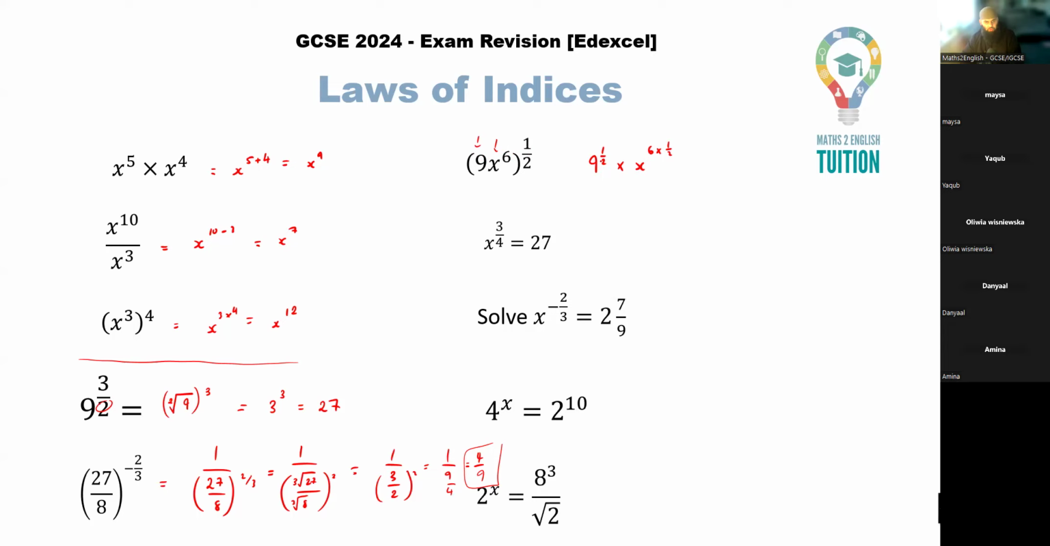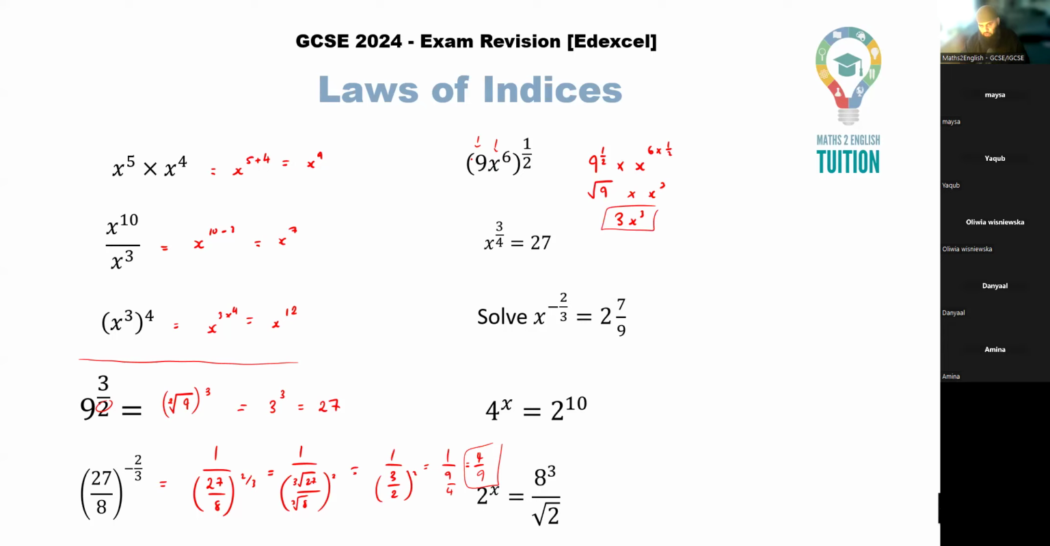So remember the denominator of fractional indices is a root. So root 9 is going to give us 3, times x to the power of 6 divided by 2, which gives us 3. So that's going to be 3x cubed. That's the answer for that. So that's the first one.